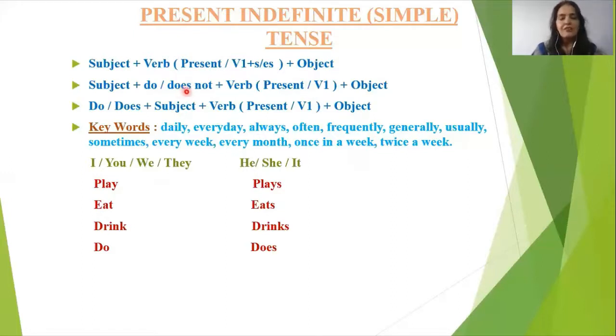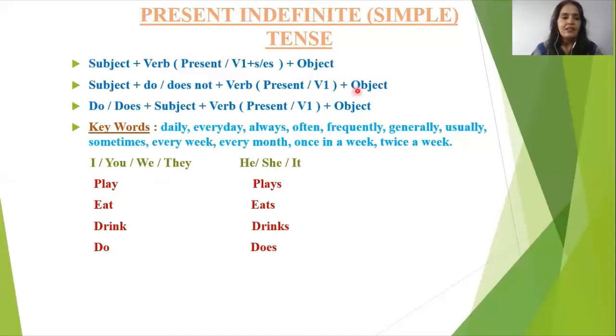Children, each and every tense has its own helping verbs to complete the sense of the sentence. And in present indefinite, do and does are the helping verbs. These both are the helping verbs of this tense. Do and does plus not plus first form of the verb. Children, you can see here, I didn't use s or es. Simple first form of the verb plus object.